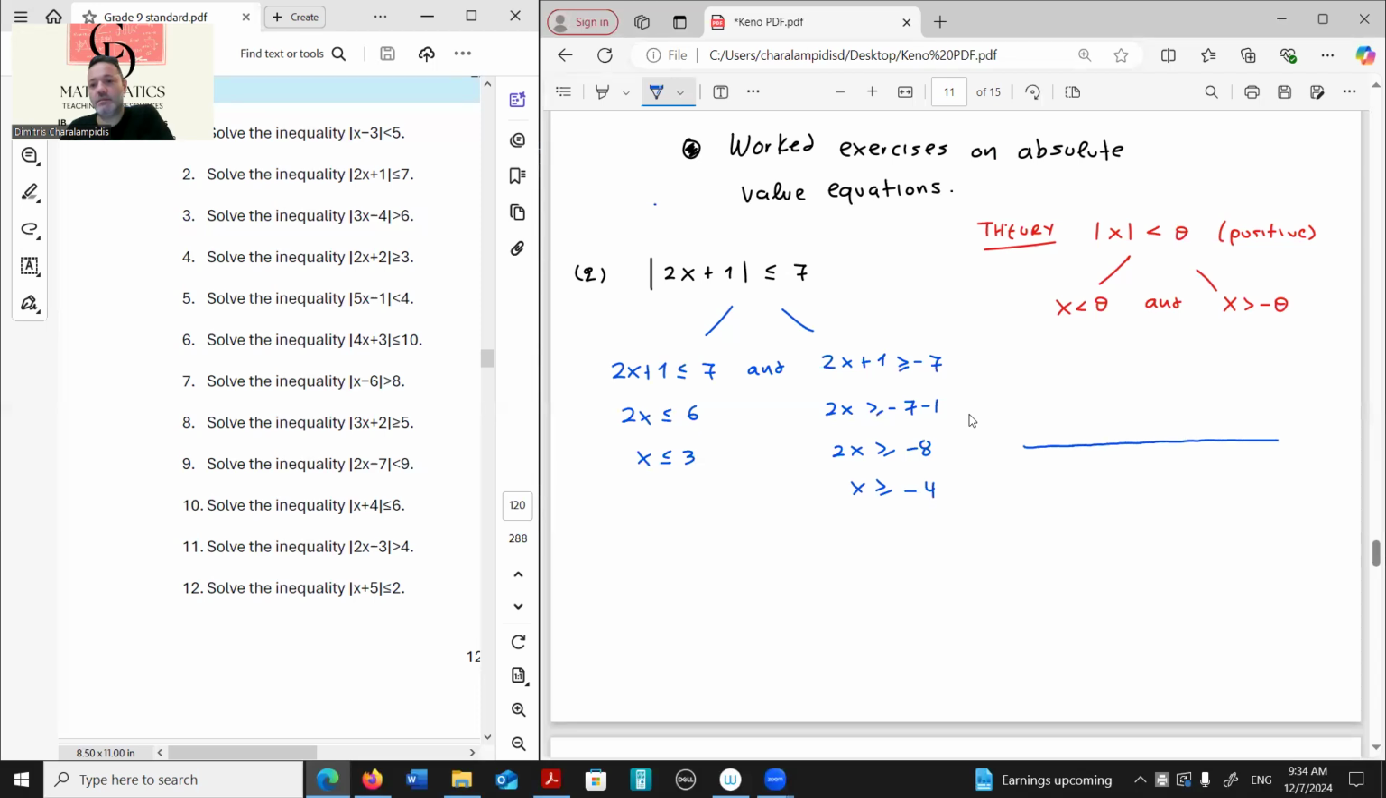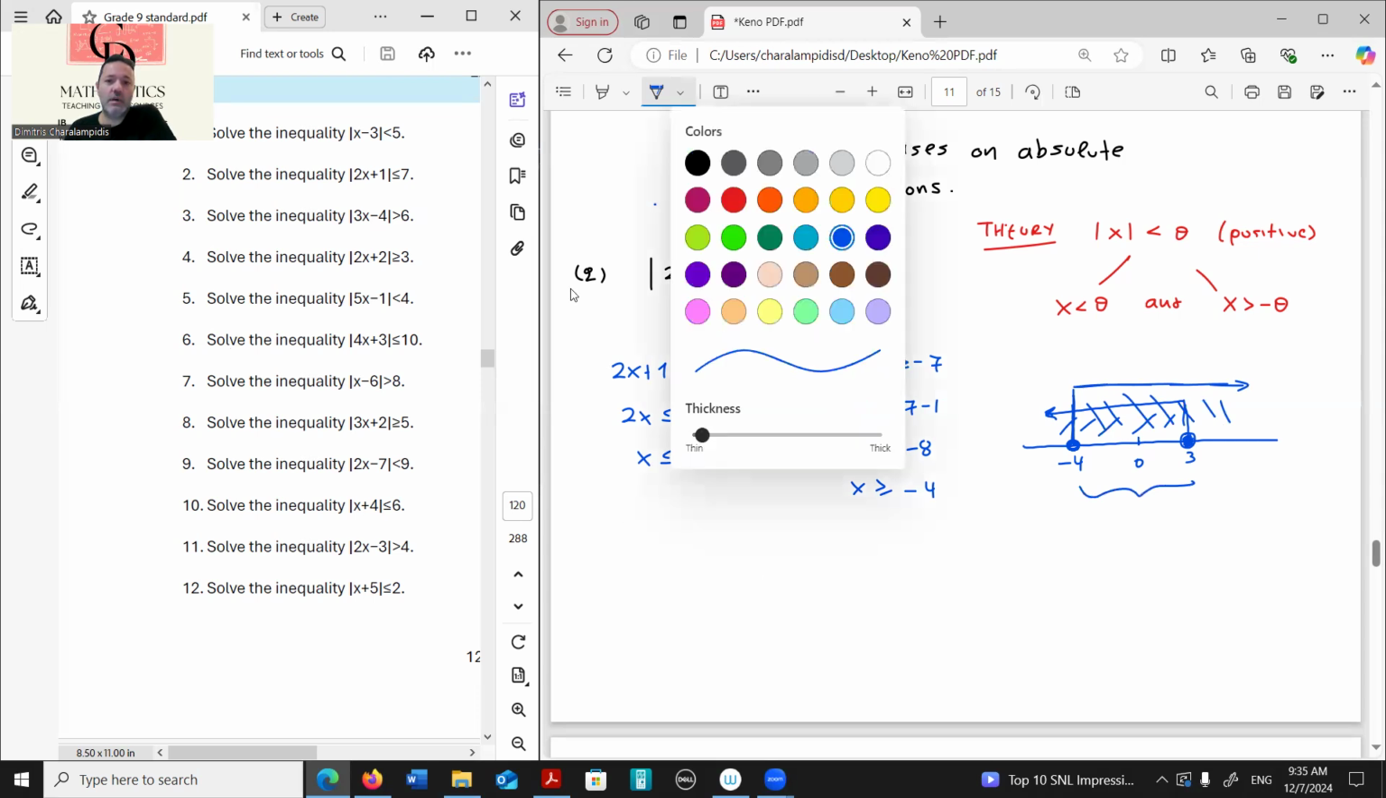Remember that each solution should be escorted by a visualization on a number line. X less than or equal to 3, assuming that 3 is somewhere here, since it's equal, it should be colored. Smaller or equal from 3 to the left. Assuming then as well that negative 4 is somewhere there, we don't need to be specific, we just want a visualization. Greater or equal than negative 4, it's from there to the right. We need the common solutions. These are the solutions. Let's go to the next one.